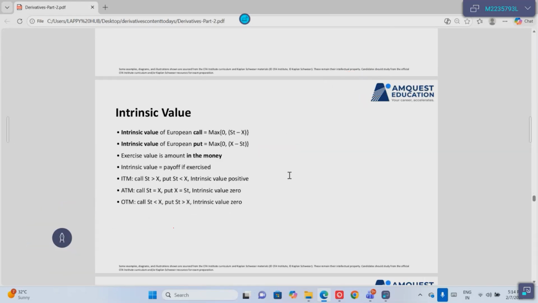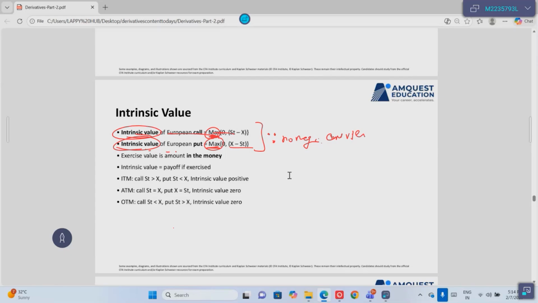Right? Okay. Now, intrinsic value is nothing but the hardcore value. The intrinsic value of a put is equal to the hardcore difference. Now, the intrinsic value is nothing but the difference between the market price and exercise price. But why do they say maximum? Because you don't want a negative answer. The moment you have a negative answer, you are out of the contract. You will not bother to exercise it.